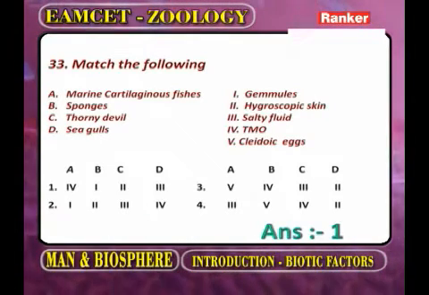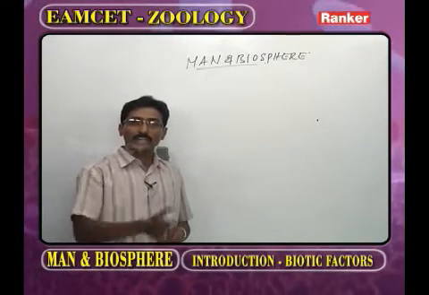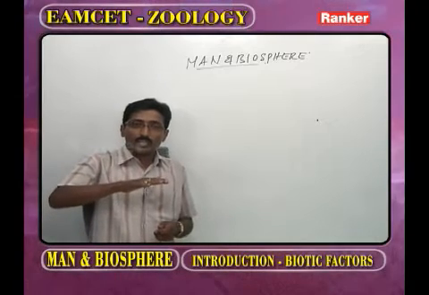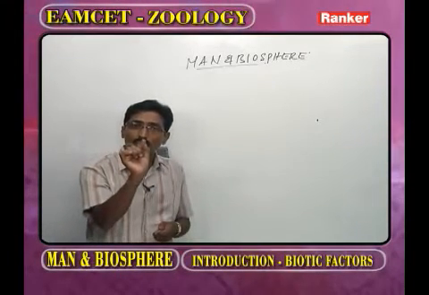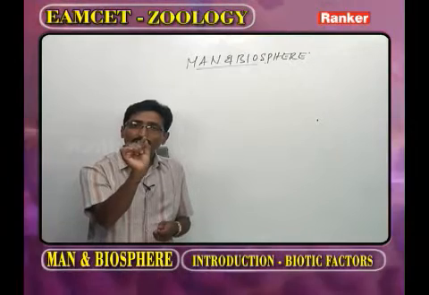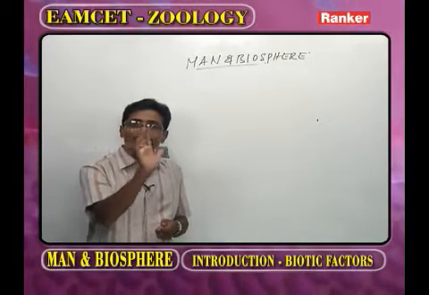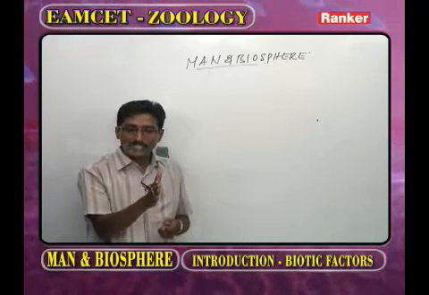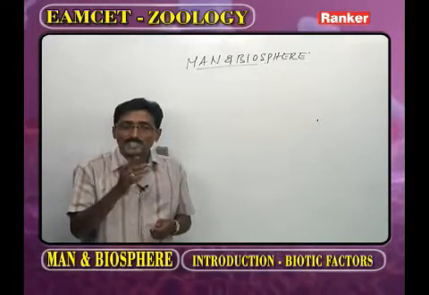Now, we discuss marine cartilage fishes. The cartilage fishes exclusively live in marine water. In order to maintain osmoregulation, some amount of urea and TMO is mixed with the blood plasma of cartilage fishes, so marine cartilaginous fishes are associated with TMO.